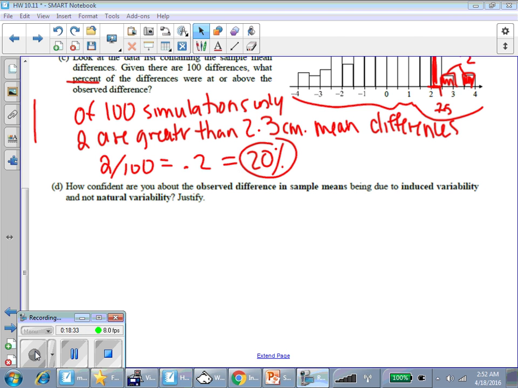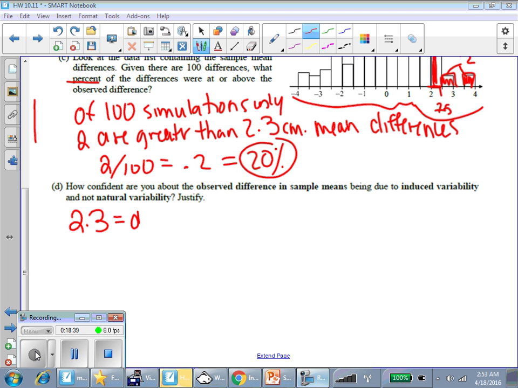Okay, so what that number 2.3 means for like the observed mean difference is it's telling us like how different the means are from group 1 and group 2, right? So it's telling us that 2.3 centimeters is the difference in the means. So what the simulation did is it created like all of these other differences of means between the two groups.